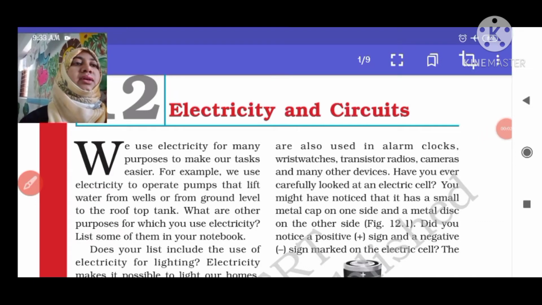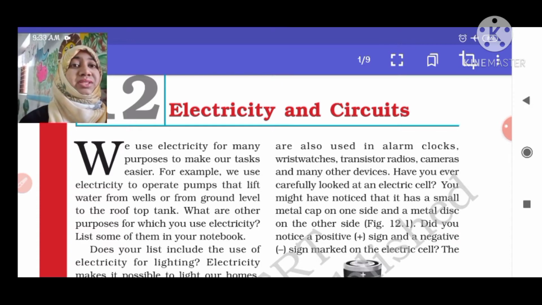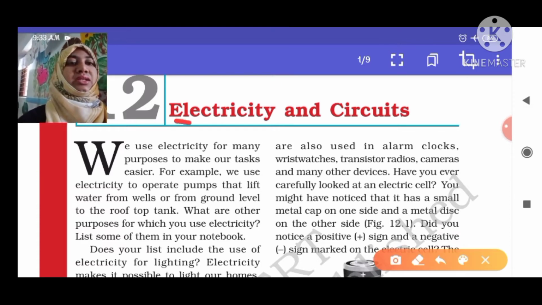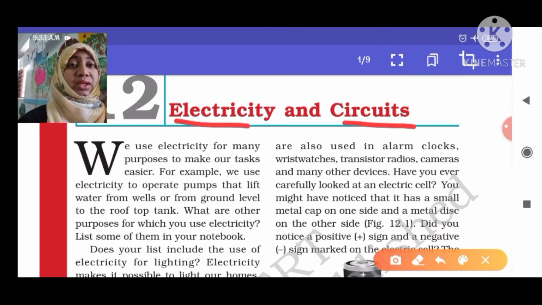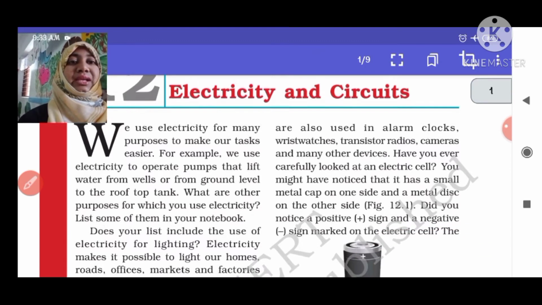So good morning to you all, my dear students. What is the new thing we are going to do today? We are going to start with a new topic, that is electricity and circuits. Okay, now here, what is electricity and what are circuits? Before going for this, why electricity is necessary and why circuits are important, we should know that. Okay, so let's see one by one.